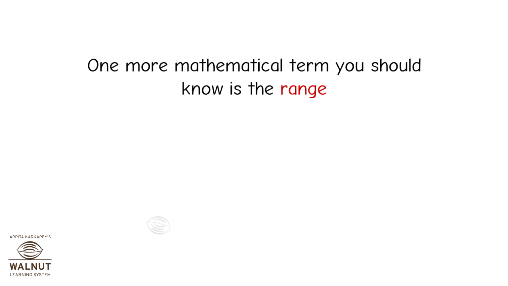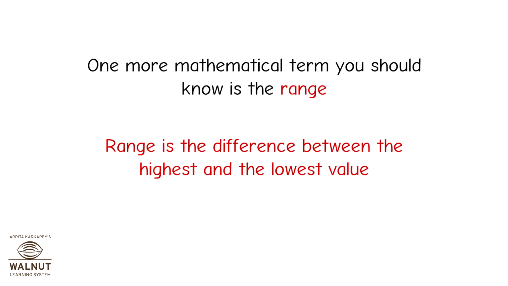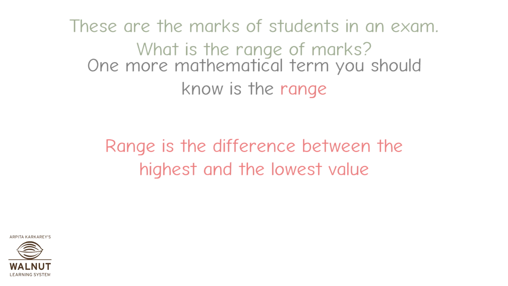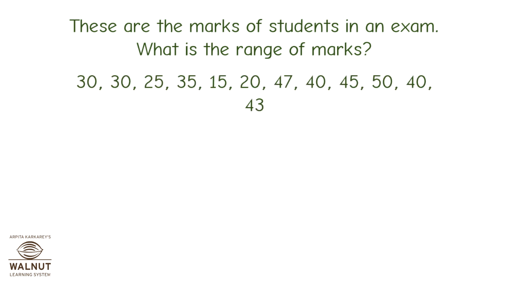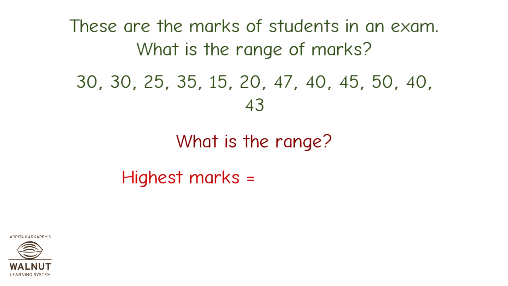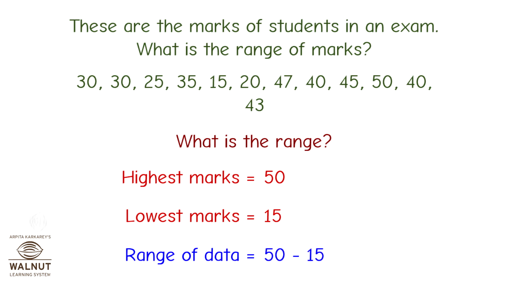One more mathematical term you should know is the range. Range is the difference between the highest and the lowest value. These are the marks of students in an exam. What is the range of marks? 30, 30, 25, 35, 15, 20, 47, 40, 45, 50, 40, 43. What is the range? Highest marks are 50, lowest marks are 15. Range of data is equal to 50 minus 15 is equal to 35 marks.